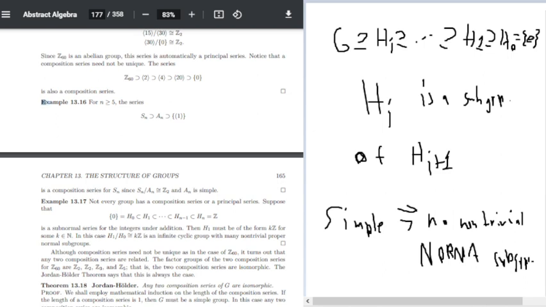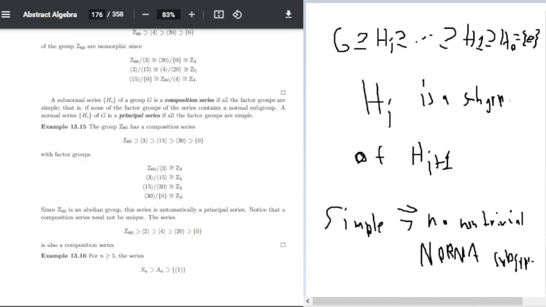Example 13.16. This is going to be a very prominent example, but you won't understand why for a while, but just know it's extraordinarily useful. For n greater than or equal to 5, the series S sub n, followed by A sub n, followed by 1, is a composition series for S sub n, since S sub n over A sub n is isomorphic to Z mod 2, and A sub n is simple.